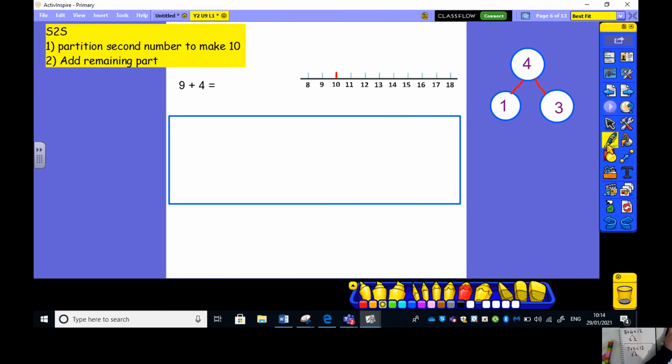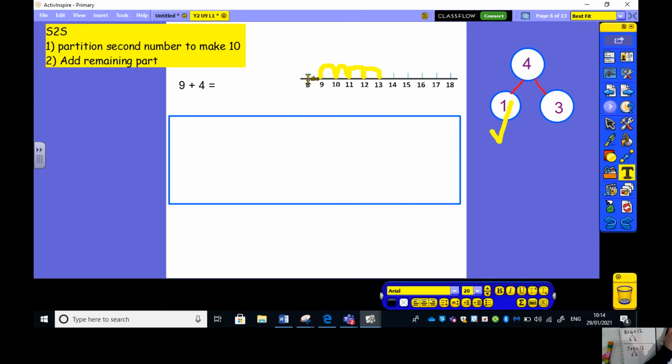And I can represent this on a number line. So I need to do 9 add 1, and then I add 3. So 9 add 1. I've now made 10. I've added the 1. I now need to add the remaining 3. 1, 2, 3. Where do I end on the number line? Well done. I end at 13. 9 add 4 equals 13.